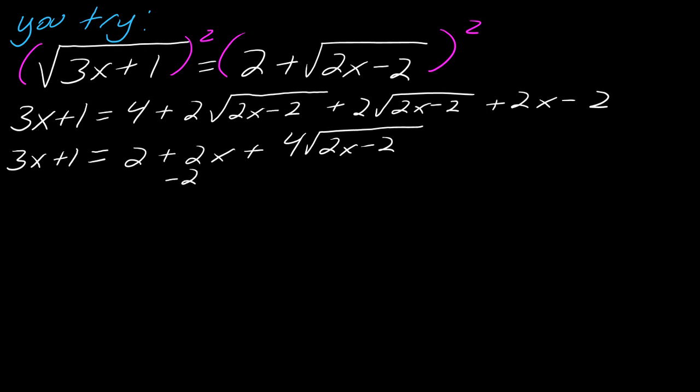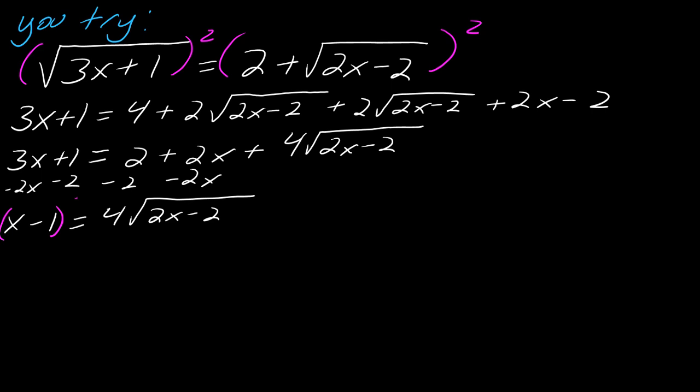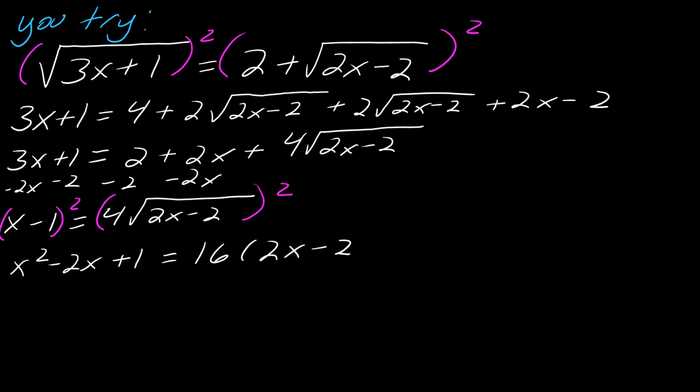So I'm going to subtract this 2x and subtract this 2. So I get ultimately x minus 1 equals 4 times the square root of 2x minus 2. Now I can square both sides again. I square each side. This side, if I FOIL it out, will be x squared minus 2x plus 1, and this side will be 16 times 2x minus 2. Now I have to distribute. So I've got x squared minus 2x plus 1 equals 32x minus 32.